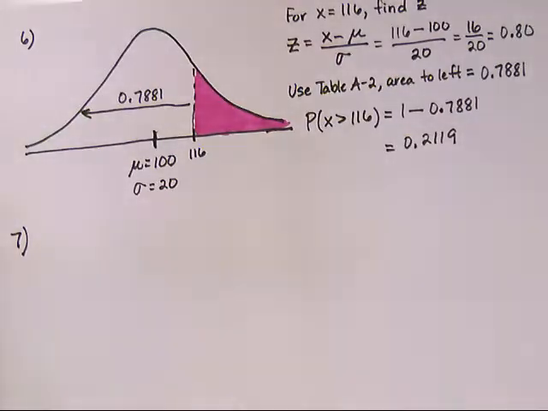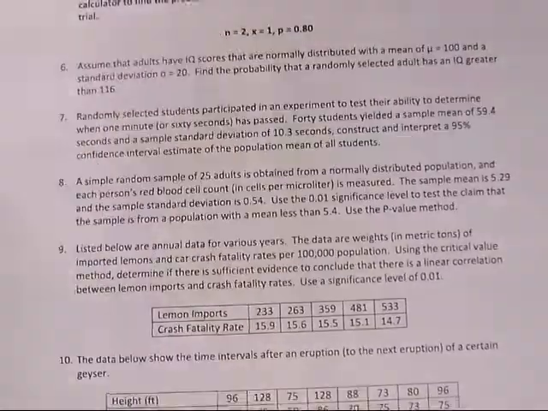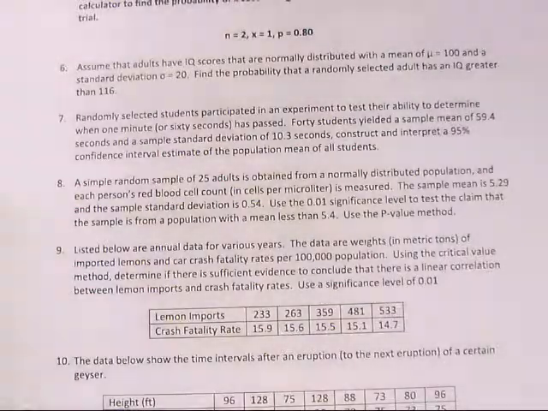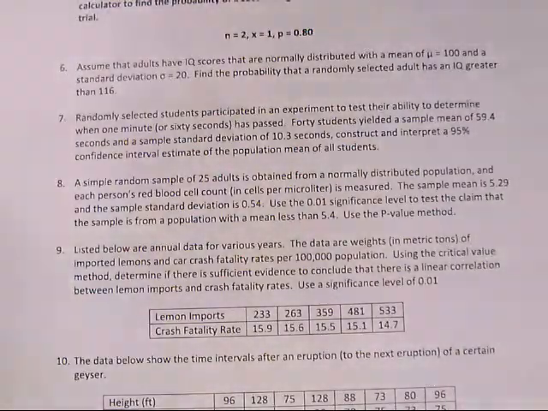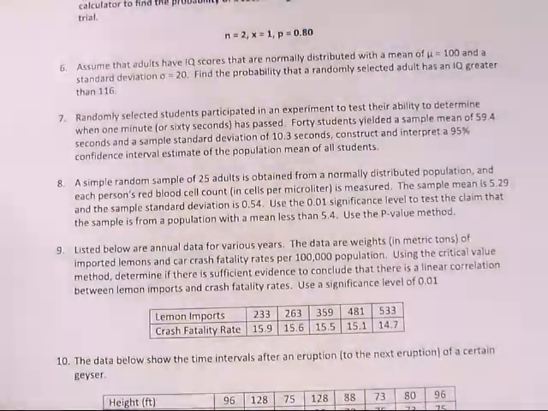Problem number 7 deals with a confidence interval estimate for, I think, a population mean. Randomly selected students participated in an experiment to test their ability to determine when 1 minute or 60 seconds has passed. 40 students yielded a sample mean of 59.4 seconds and a sample standard deviation of 10.3 seconds. Construct and interpret a 95% confidence interval estimate of the population mean of all students.